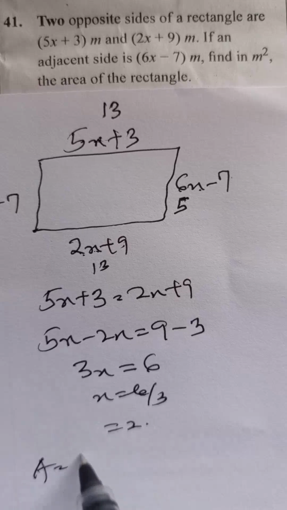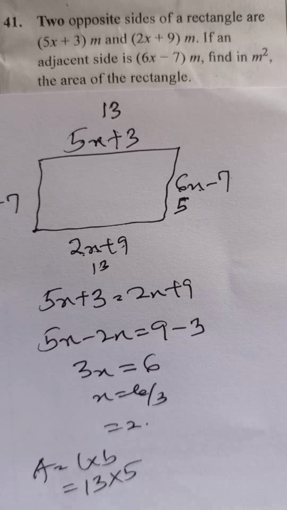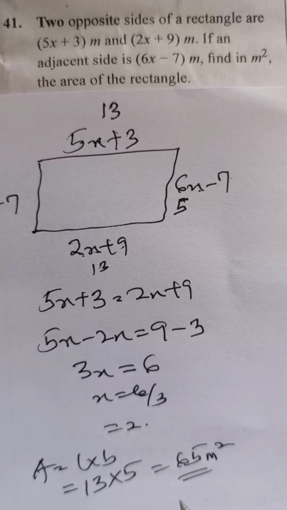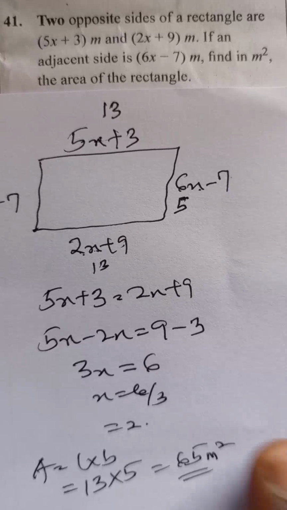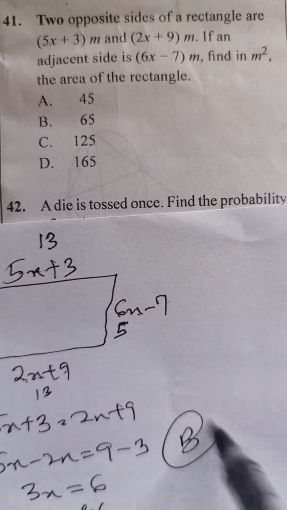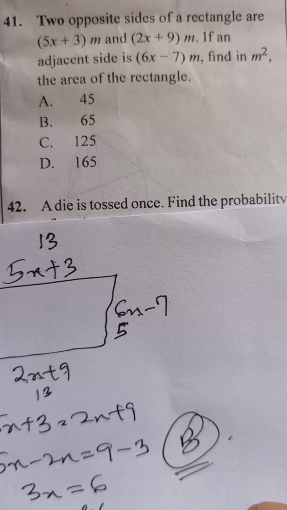rectangle now, area is equal to length times breadth. The length is 13 multiplied by the breadth, which is 5, and 13 times 5 will give us I think 65 meter square, 65 meter square. So that is your final answer. For question number 41, the final answer is option B, which is 65. Let's continue to question number 42 in the next video.